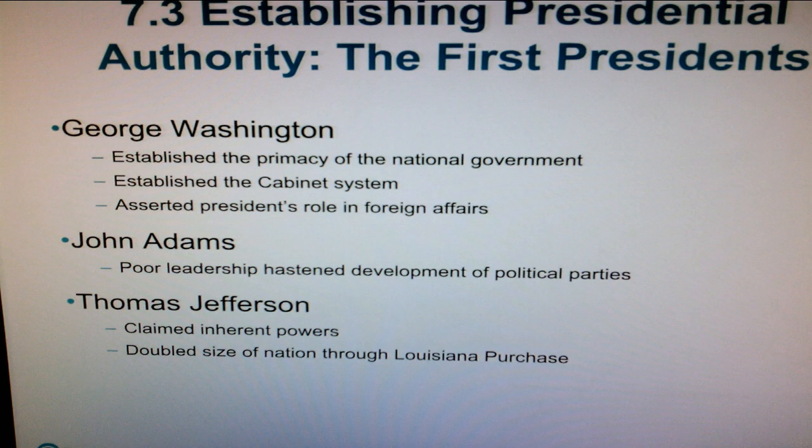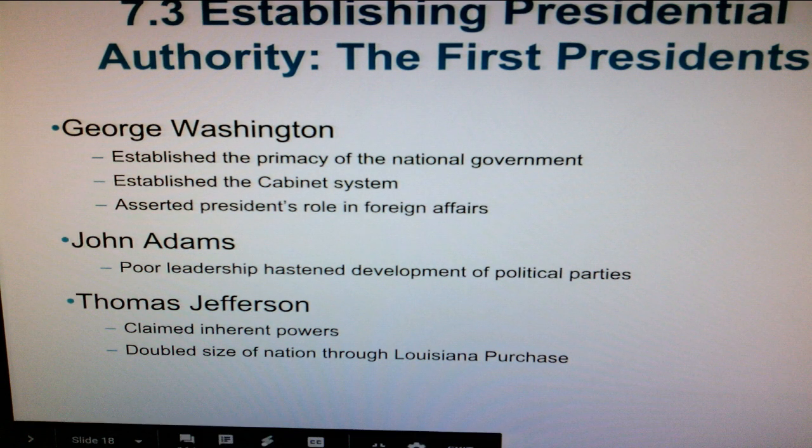Washington establishes the cabinet. These heads of the executive departments serve as kind of informal advisors to the president: Secretary of State, Secretary of Treasury, Secretary of Defense, and so forth. Washington establishes it. Adams is not a great president.